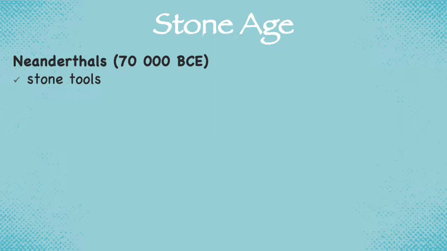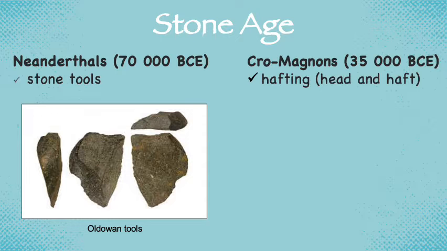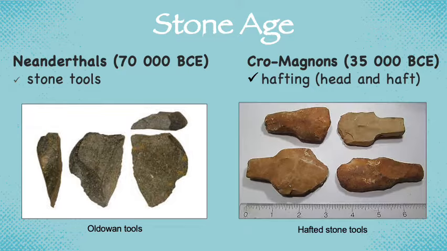Tool-making was achieved by the time of the Neanderthals, about 70,000 years before the Common Era. Archaeologists refer to the earliest stone tools as the Oldowan Toolkit, which are actually sharpened stones. More advanced tools, such as the assemblage of head and haft, called hafting, were later produced by the Cro-Magnons. Shown in this picture are hafted stone tools.